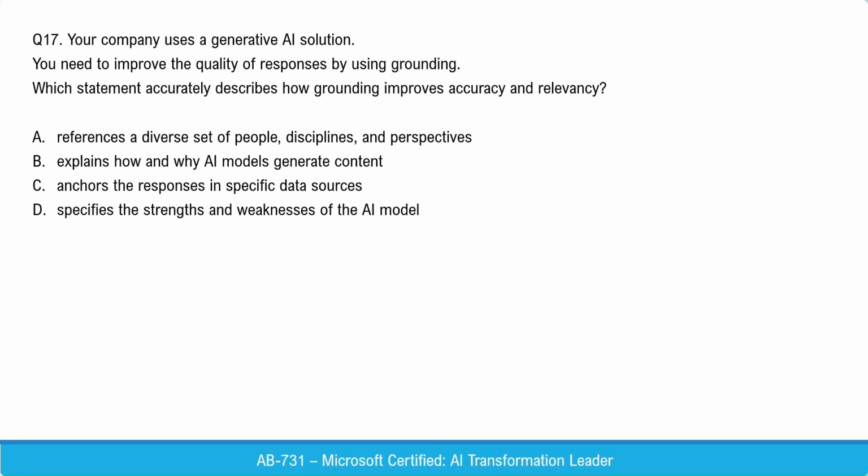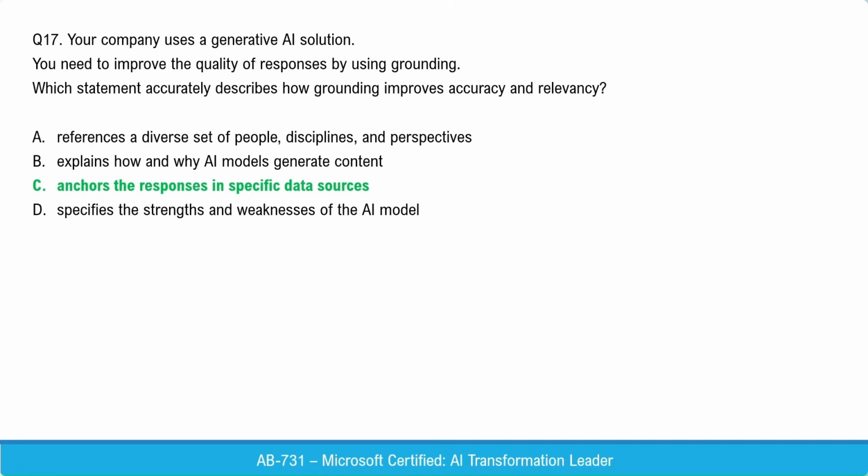Next question. Your company uses a Gen AI solution. You need to improve the quality of responses by using grounding. Which statement accurately describes how grounding improves accuracy and relevancy? You have been given four options. Please go through them by pausing the video over here. And the correct answer is anchors the responses in specific data sources.